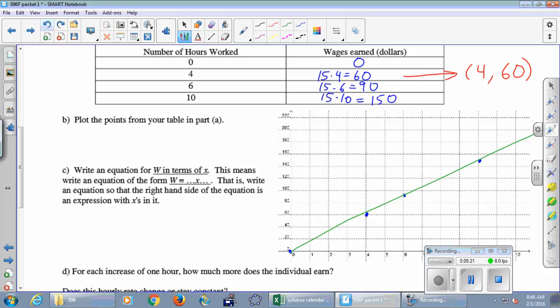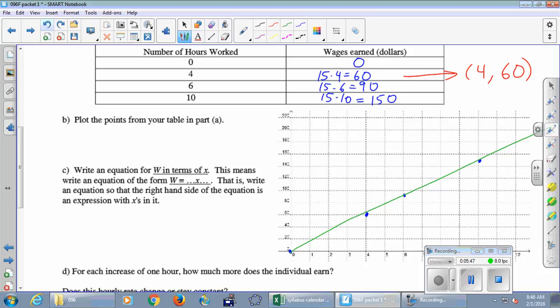And this line represents the wages that you get for working X number of hours. Part C says write an equation for W in terms of X. Now this is the first time we are using the phrase "in terms of" in our class, and it has a very precise mathematical definition. Here it is. This means write an equation of the form W equals some stuff with X's in it.